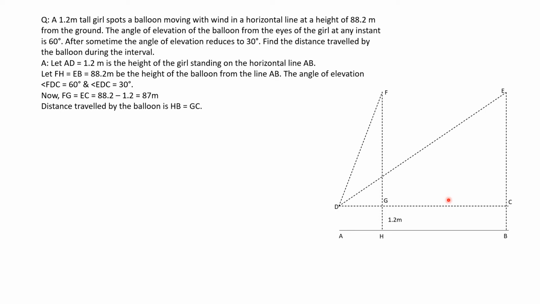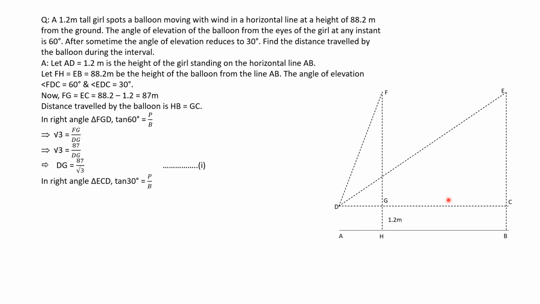So the distance traveled by the balloon is nothing but HB, which equals GC. Now in right angle triangle FDC, tan 60 equals P by B. Now putting the values, root 3 equals FG by DG, or root 3 equals 87 by DG, or DG equals 87 by root 3. Then this is the first equation.